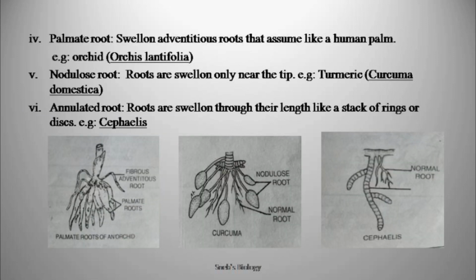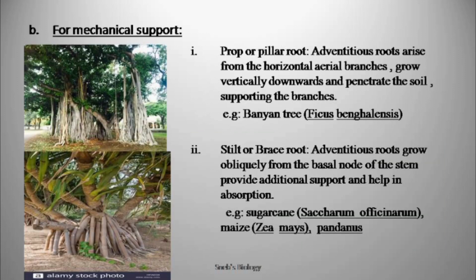These roots are so thickened that they give the appearance of the palm of a human hand. For example, orchids. Then nodulous root. Roots are swollen only near the tip. For example, turmeric. Annulated root is formed by a number of swollen discs placed one above another, giving a series of ring-like outgrowths or swellings. For example, syphilis.